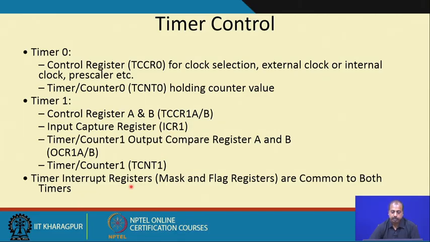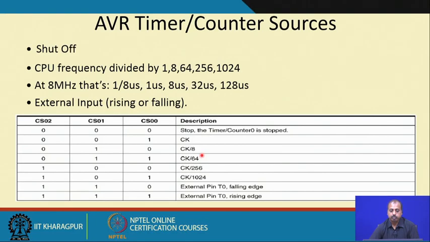And then timer interrupt registers are there. Both the timers have mask and flag registers. They are not detailed here, but you can mask those registers and put a mask for the corresponding interrupts. That can be useful, just like in 8051 we have seen, here also we can do that. Now, this timer counter sources, one is the shut off mode where nothing has to be done.